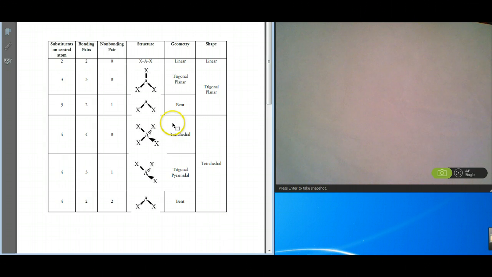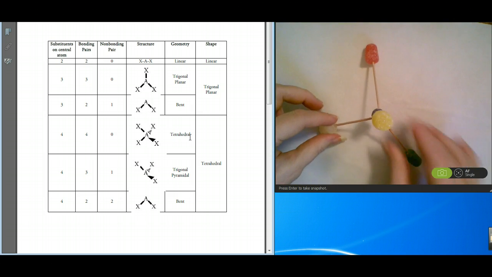Last but not least, in our table we have tetrahedral. And we know that tetrahedral has 4 bonds. So these two columns always add up to 4. Now, when we just have 4 bonds and all 4 of them have a gumdrop hanging out on the end as the substituents, then that's going to be a tetrahedral. So that would be an example like this.